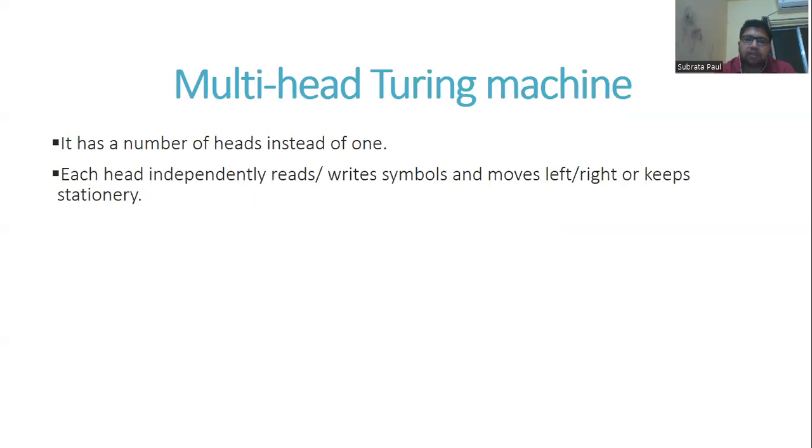Next, we have the multi-head Turing machines, where for a single input tape, we will have different heads. Each head will independently read and write symbols and move to the left or right or stay stationary. That means for a single input tape, there will be two or more read write heads. This is the multi-head Turing machine.